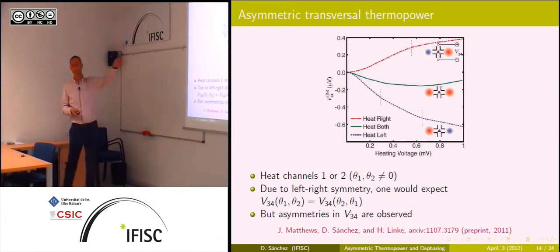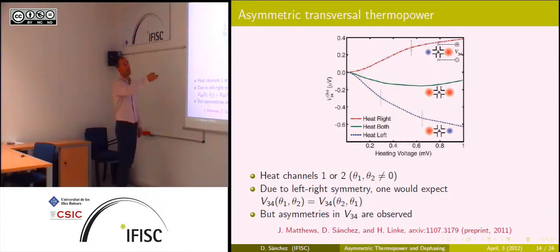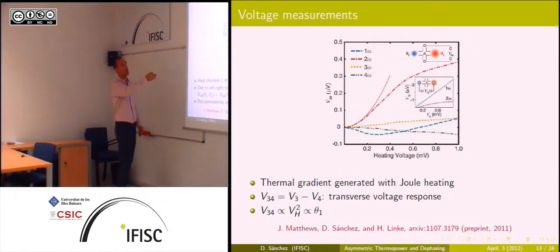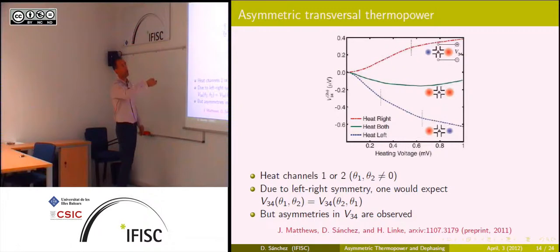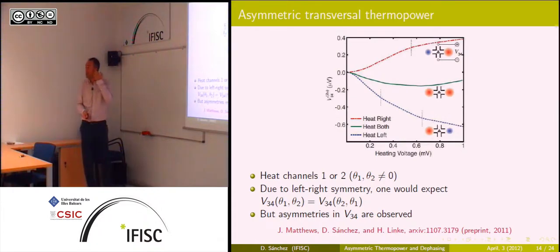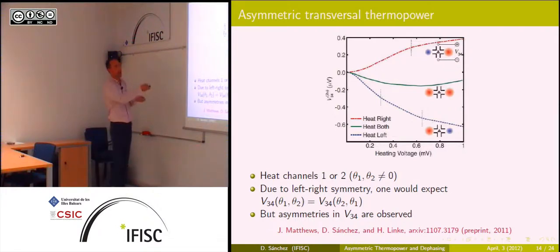Now, you do something more interesting. Instead of heating the right, this curve here is exactly the same as this one. Now, instead of heating the right, you heat the left. If you heat the left, you would expect more or less the same thermopower, right? Because then electrons will come from the left, and they should accumulate here on the top. However, the thermopower just changes sign.